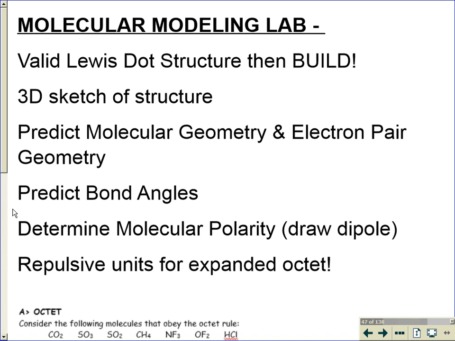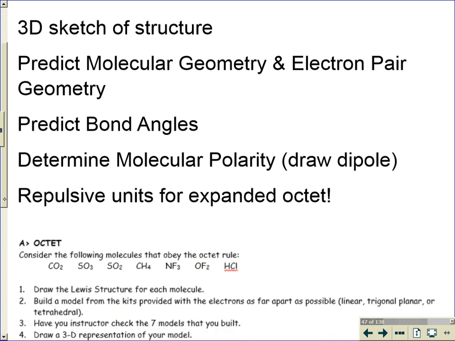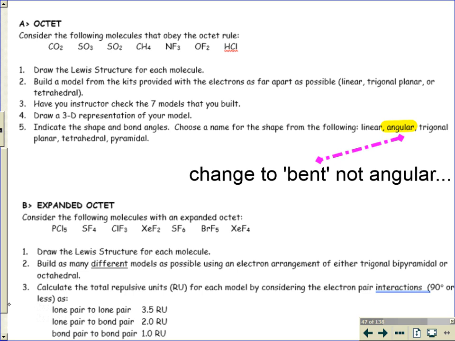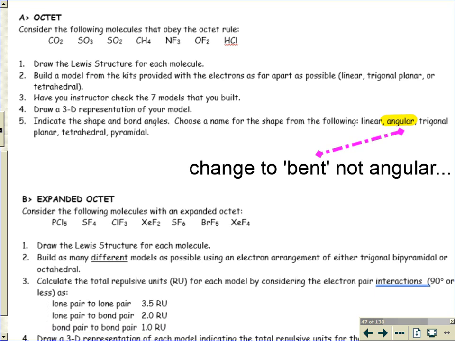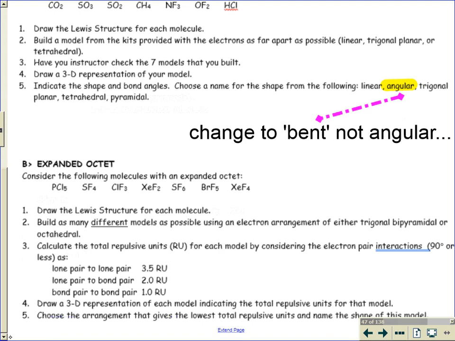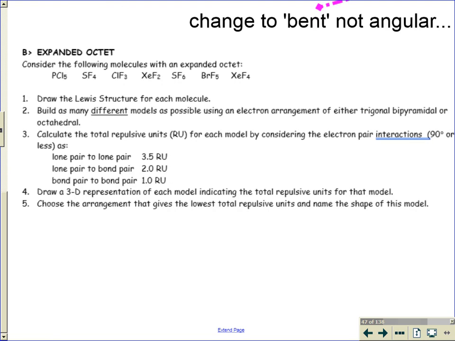Cool? On the lab sheet, it didn't say electron pair geometry or molecular polarity. I'm adding that to the characteristics I want you to detail out for me, okay? If you don't know where that is on the lab sheet, it's towards the very bottom. Oh, I did make one change. Nobody says angular anymore. So say bent instead of angular. It's the same thing. It's an angle, like your bent elbow. And then the RUs, the repulsive units, are only calculated on the expanded octet questions.